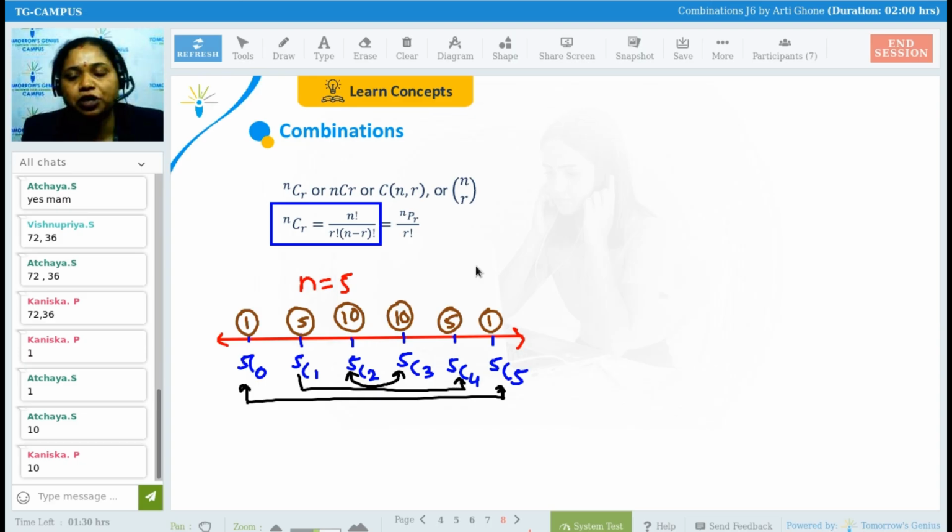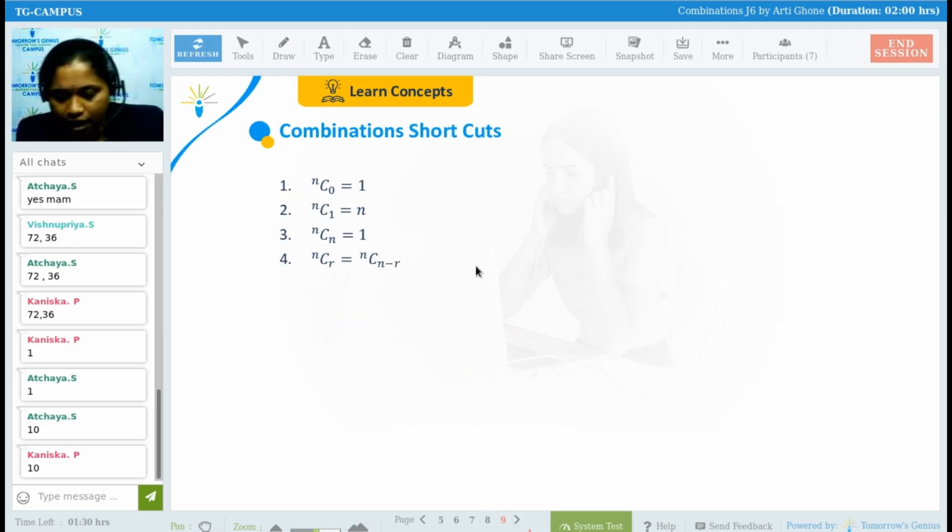If n is an even number, then which is the middle value? n by 2 is directly the middle value. Clear? When n is odd, then (n plus 1) by 2 and (n minus 1) by 2 are the middle values. So the middle values will produce the greatest combination. That is also a property of combinations. Clear? Okay.